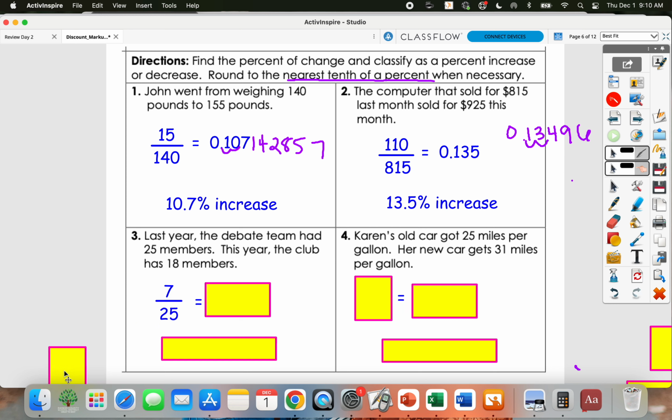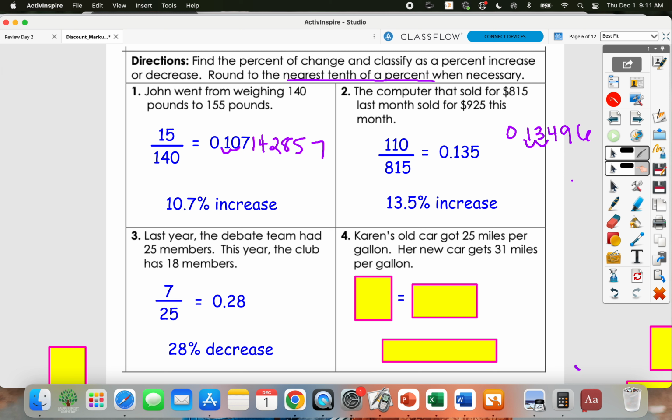Put that over 25 because that was the amount they had last year, so that was their original. So when you divided those, I got 0.28. Okay. So then if we change that to a percent, it would be what percent? 28% decrease. Yeah, because they went down from 25 members to 18.